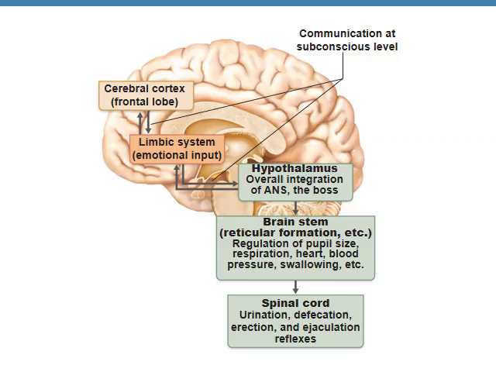This figure here is just showing you a visual representation of what we just talked about. So the limbic system, that's the emotional brain. It can trigger the autonomic nervous system, like getting stage fright. Here we have the hypothalamus. This is the boss. It's the overall integration center of the autonomic nervous system. Then we have the brain. Remember, we have the pons and the medulla oblongata. They're going to regulate pupil size and respiration and heart and blood pressure and swallowing.